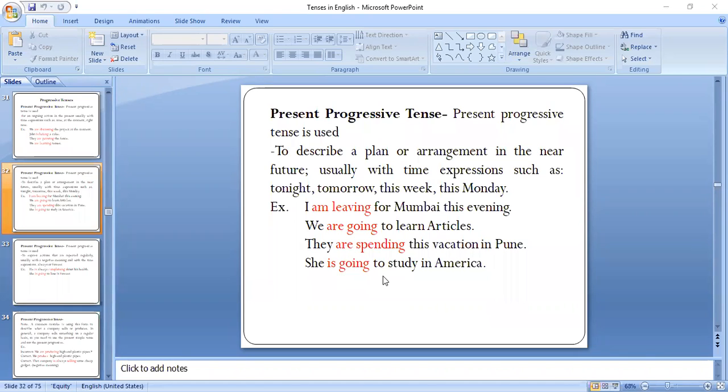So present progressive tense is used to describe a plan or arrangement in the near future. Okay, so for describing a plan or arrangement in the near future means future time that is not far. Okay, in the near future.